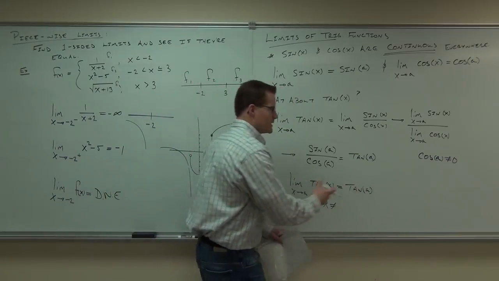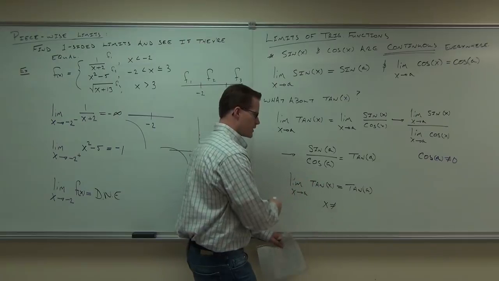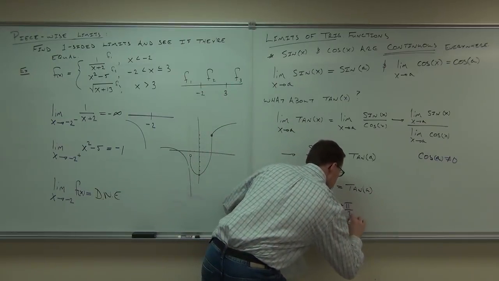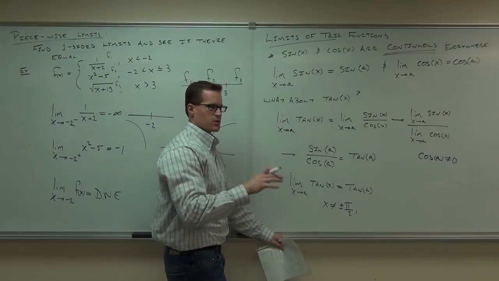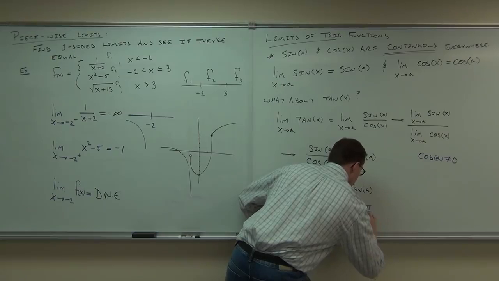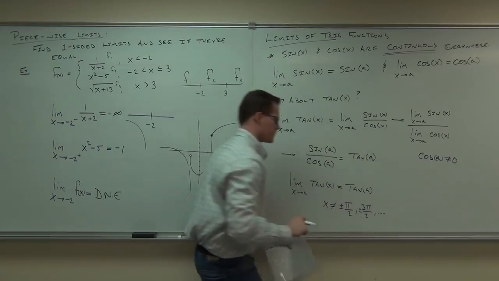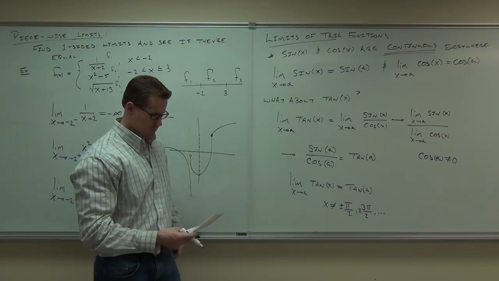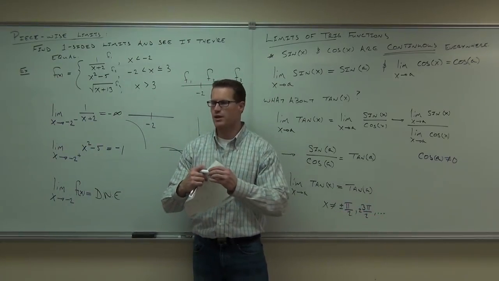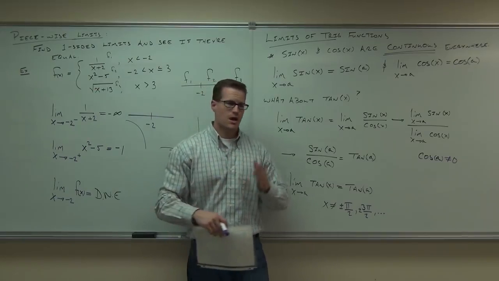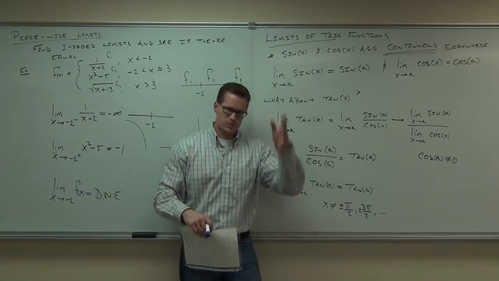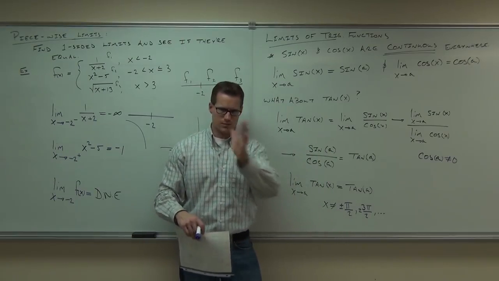So tangent wouldn't even be continuous at these points. Plus or minus pi over 2, because when you put those into cosine, you get 0. Plus or minus 3 pi over 2, and so on. And you can see this in the domain of tangent. If you look at the domain of tangent, that's why you get those asymptotes. Every pi over 2, remember tangent? Pi over 2, asymptote. 3 pi over 2, asymptote. And so on and so on and so on. And negatively as well.